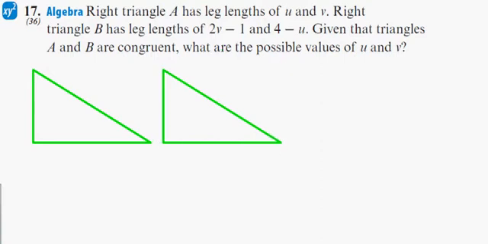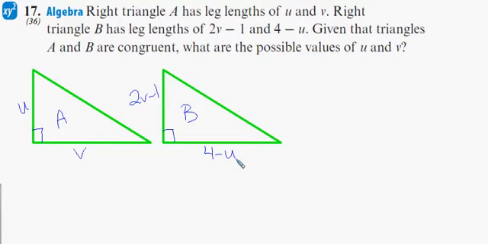Okay, always start with the sketch. I'm going to call this right triangle A. This is going to be right triangle B. We've been told that triangle A has leg lengths U and V. B has leg lengths 2V minus 1 and 4 minus U.